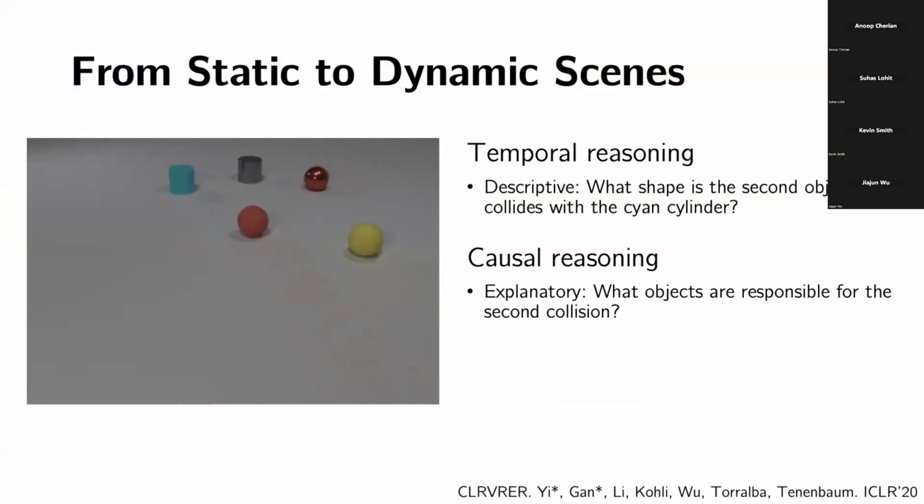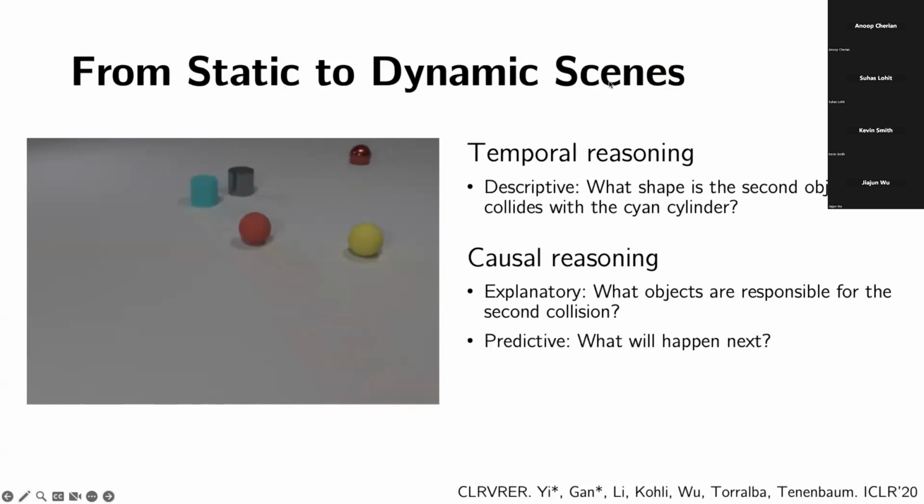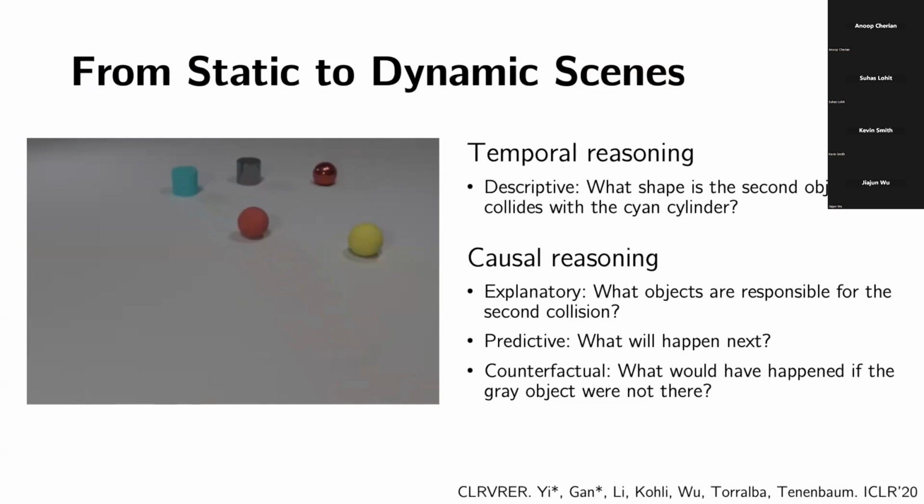For example, which objects are responsible for the second collision? You have to be really careful with the language here, because when it's A causes B, that means many different things. We want to avoid that, so we say the object is responsible, but that's still not perfect. Anyway, you get what I mean. You just understand why things are happening. You can do predictive questions, like what's going to happen next if the objects keep moving. And it's very important to differentiate predictive or hypothetical from counterfactual reasoning.